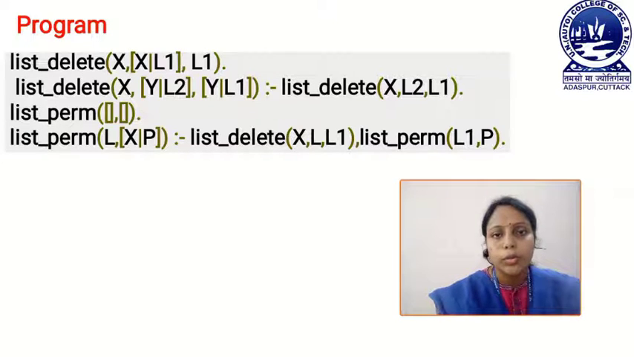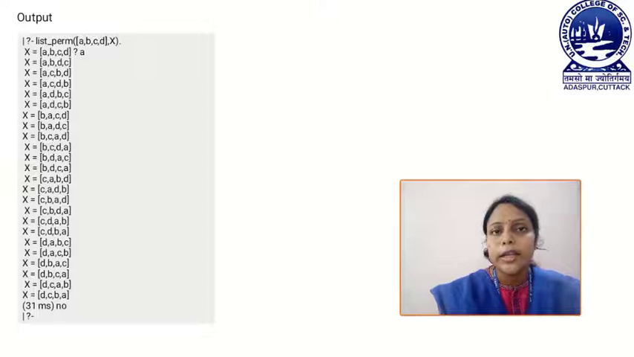Now look into the output. In this output, we take a list for permutation which contains the elements A, B, C, D. And here we want to find the permutation of this list and store this permutation in another list, that is X. That means here X equals, first of all we take A, B, C, D. Then we press semicolon for showing all possible combinations of this list by changing the positions of their elements. This is all about the permutation operation.